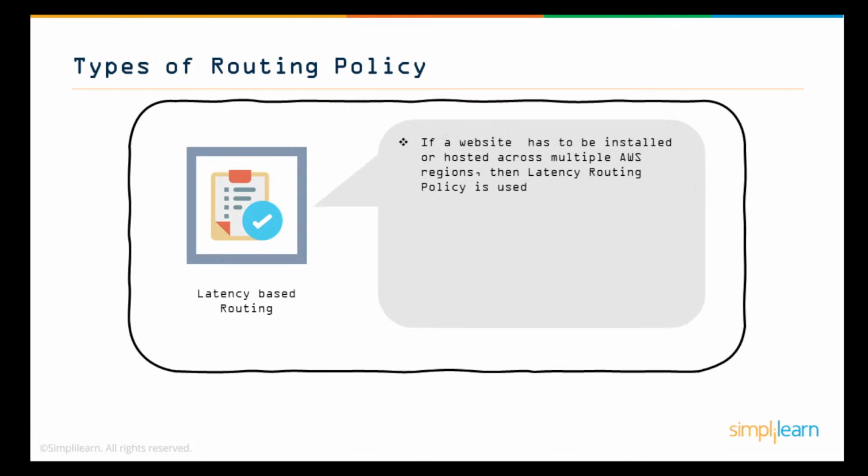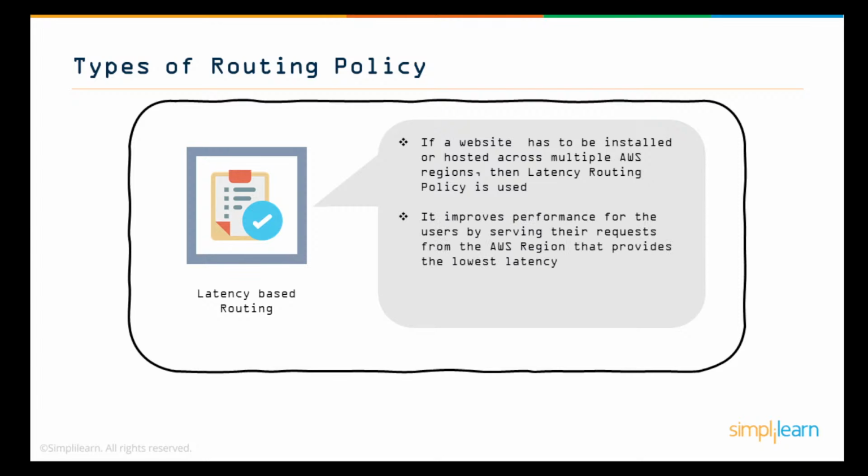So in latency based routing, if a website has to be hosted across multiple AWS regions, then the latency routing policy is used. It improves the performance for the users by serving the request from the AWS region that provides the lowest latency.